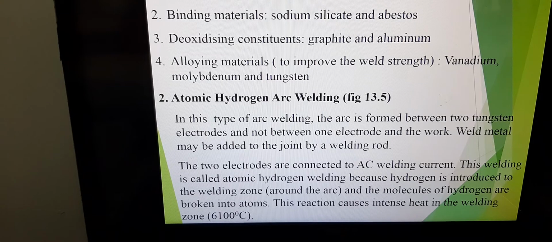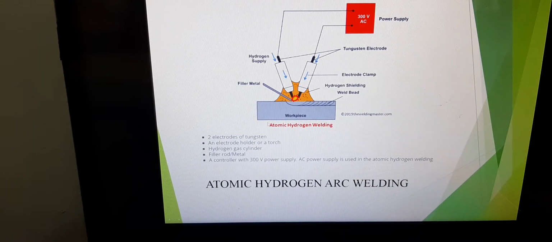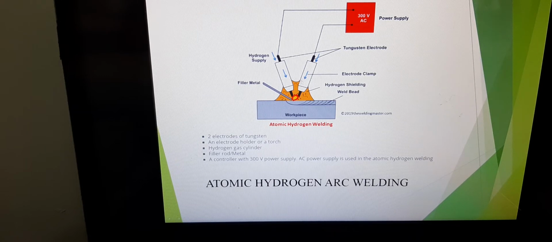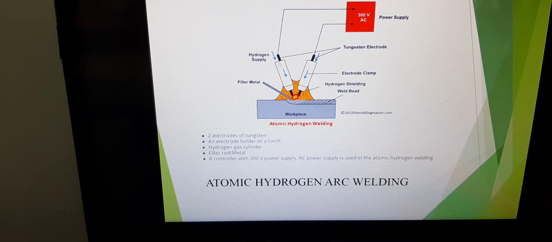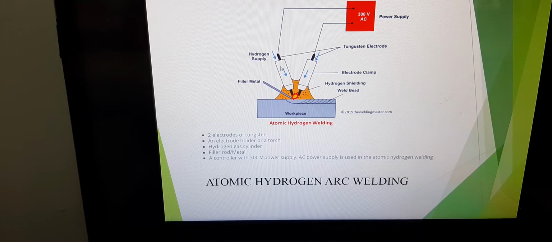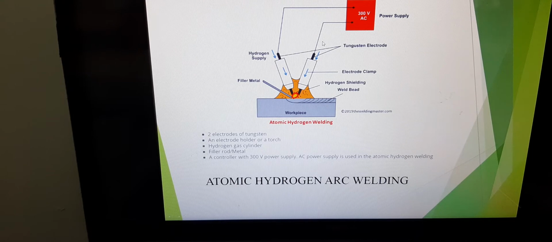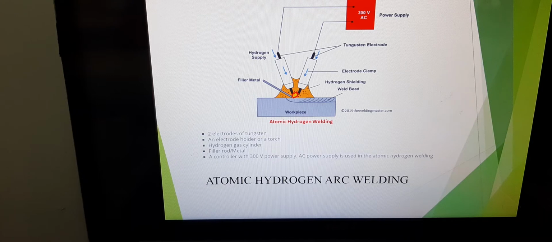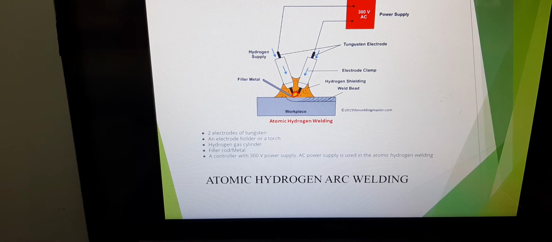So in atomic hydrogen arc welding, you have the welding process. You're using a tungsten electrode, and this is your filler metal. As you are welding, during the welding process, you're going to supply hydrogen gas. What is the role of hydrogen in this process? Like I mentioned, atomic hydrogen arc welding, you see the key word there, hydrogen. So hydrogen has a big role in this welding process. What is the role of hydrogen? Hydrogen acts as a protective mechanism for the weld area.